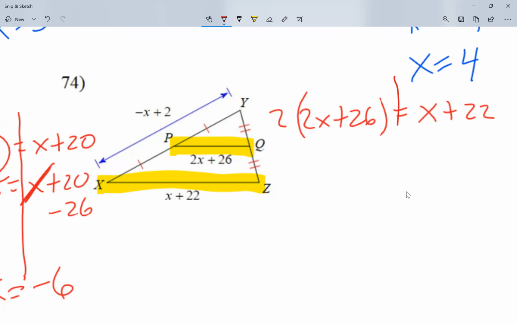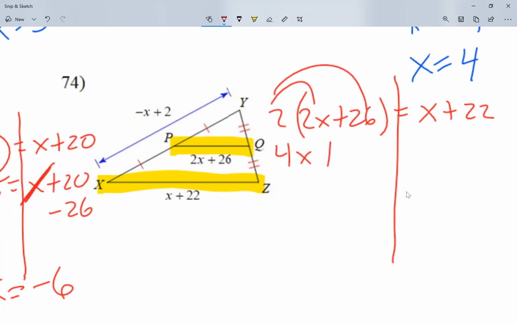Let me separate my sides at the equal sign. Let me get rid of parentheses. Let me distribute the 2. So that's going to give me 4x plus 52 equals 1x plus 22.